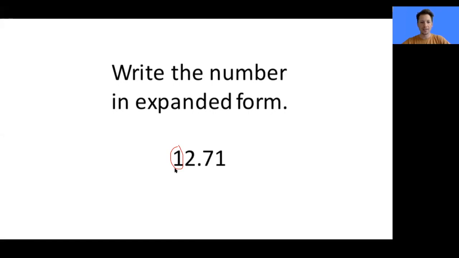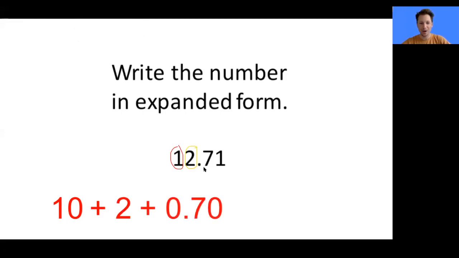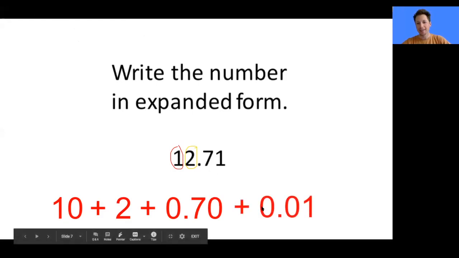The value is 10, right? And then what you do is you focus on the next number, which is 2. And when you write that, you've got 10 plus 2, and then you look at the next number, which is 0.7 or 0.70. And then finally, you look at the very last number, which is 0.01.